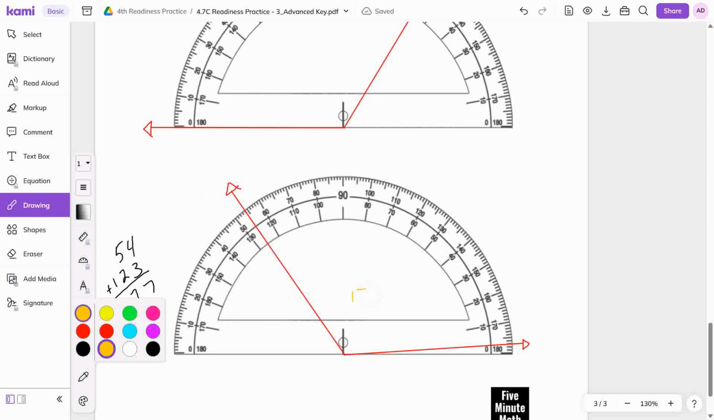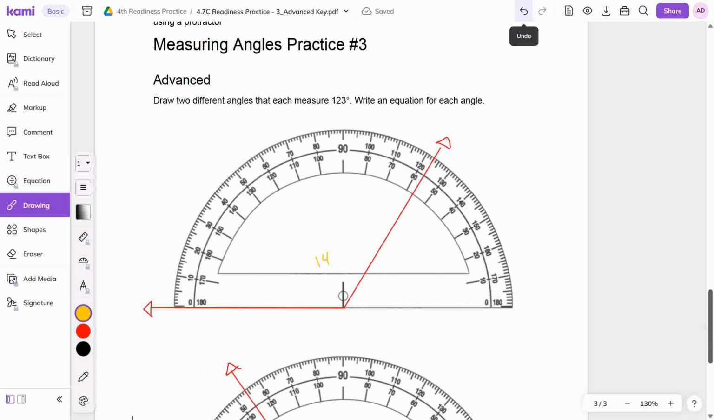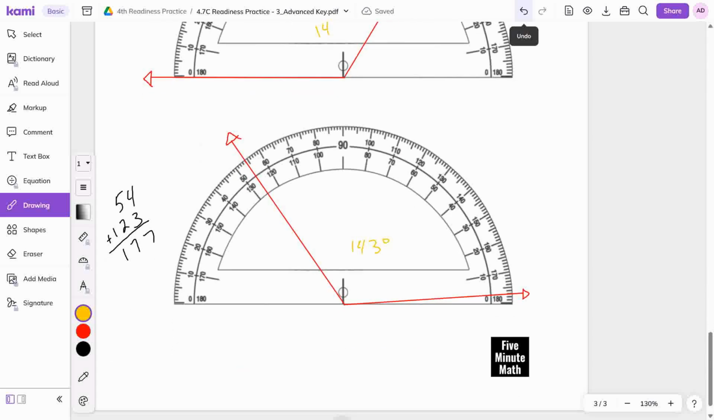We can go ahead and label both of those like this. Not 177, we're looking for 143. Let's label them correctly here. 123 is what we're looking for. There we go. Third time is the charm. Let's get 123 degrees. Let's go ahead and do it in black so we can see what we're doing. All right, 123 degree measure for both of these.